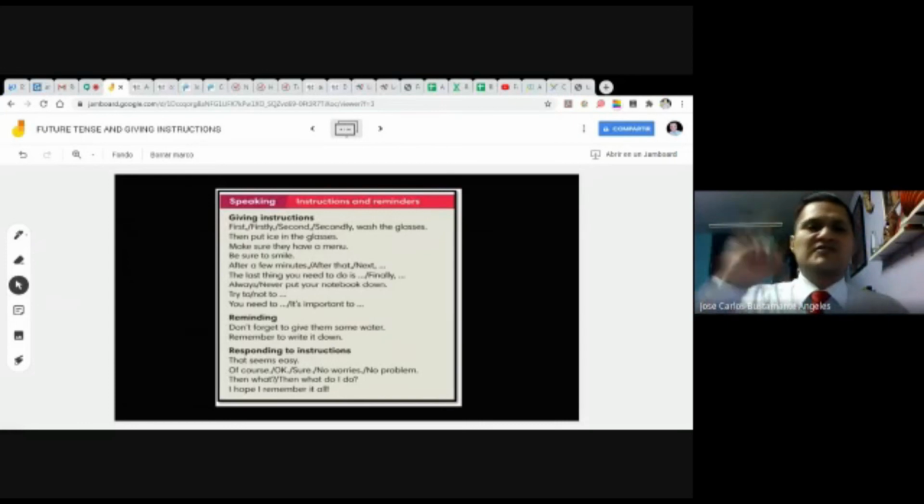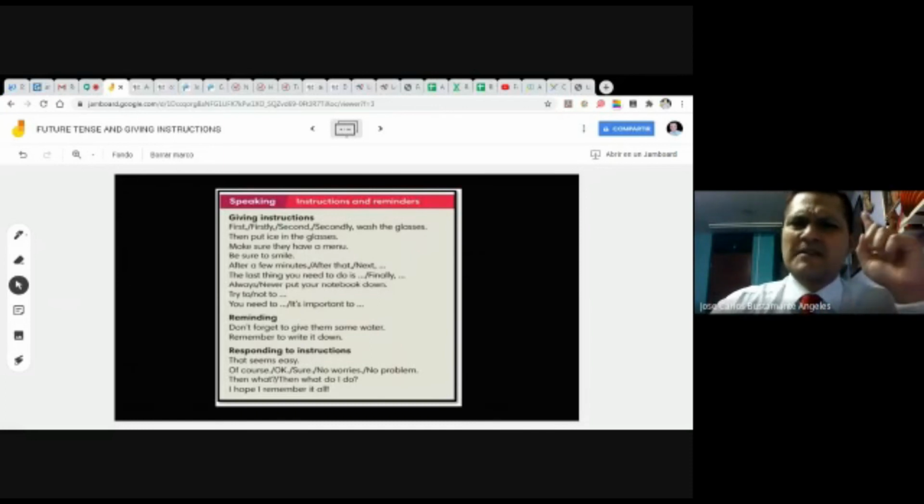Okay, so we've got giving instructions, we've got reminders, and also we've got responding to instructions. When you give an instruction, you expect people to respond to your instructions. For example, I say, hey, make sure they have a menu at that restaurant, but you have to respond to my instruction. Okay, so you can respond in many ways. For example, you can say, that seems easy. Of course. Okay. Sure. No worries. No problem. Then what do I do? I remembered it all. I hope I remember it all.